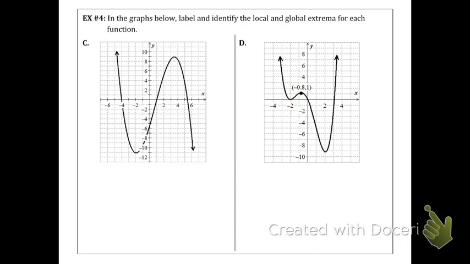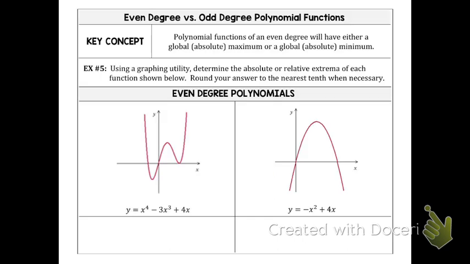All right, and then we have even degree versus odd degree polynomial functions. So polynomial functions of even degree will have either a global or absolute maximum or a global or absolute minimum. So 5 says to use a graphing utility, determine the absolute or relative extrema of each function shown below. Record your answer to the nearest tenth when necessary. All right. So we're going to go through and we're going to find these maximum and minimum values rounded to the nearest tenth.